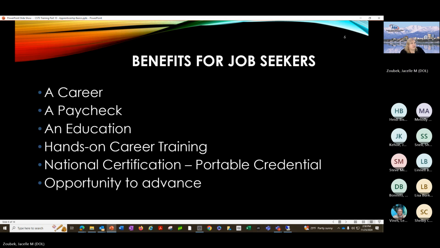Okay. Benefits for job seekers. This is a career. It's a paycheck because it is a job. It's an education. It's hands-on career training. There's a national certification, the portable credentials, and there are opportunities to advance. Studies have shown that many apprentices, especially in the trades organizations, are earning more sooner than college-level graduates.